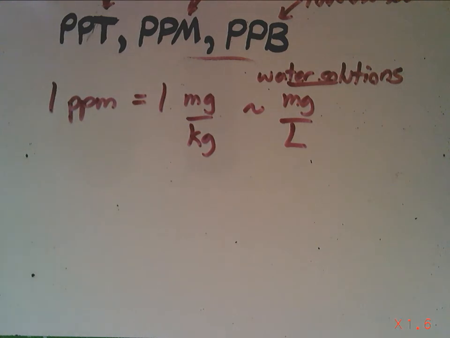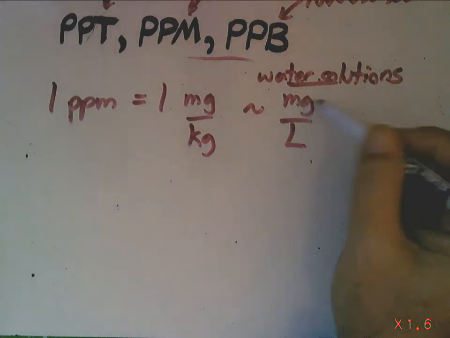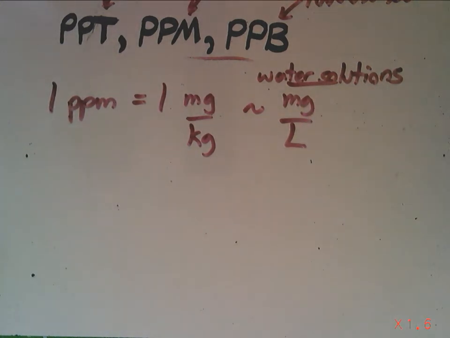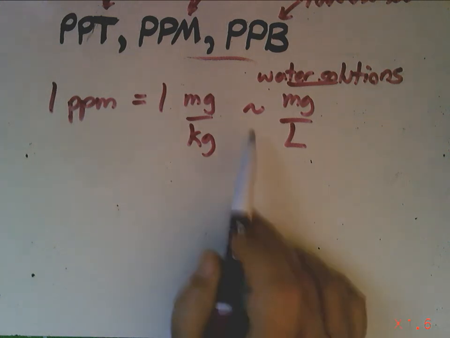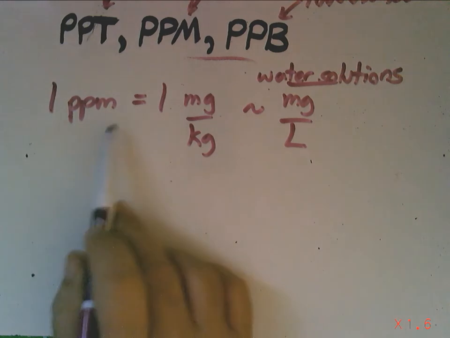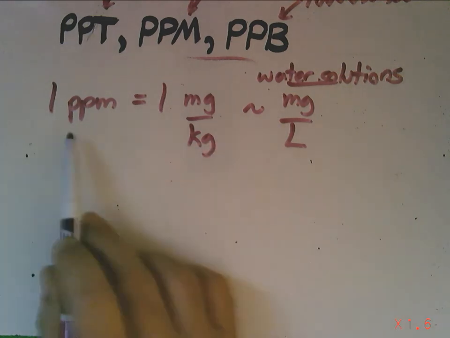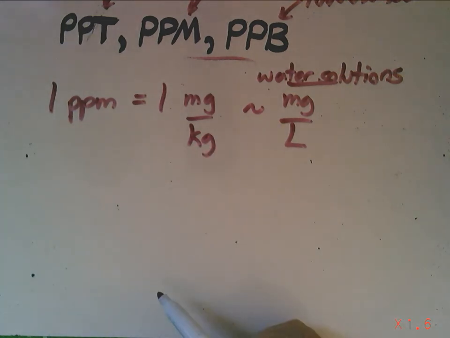If they're talking about, say, chloride concentrations in water are 15 parts per million, you could say 15 milligrams per liter. And you'd be pretty much okay to 2 or 3 significant figures. But I'm going to say that's approximately true. This is exactly true. This is approximately true.